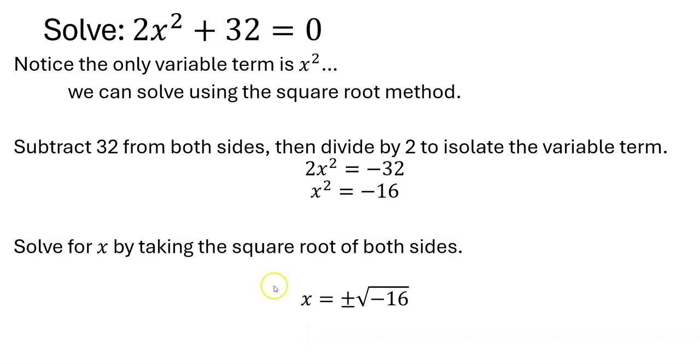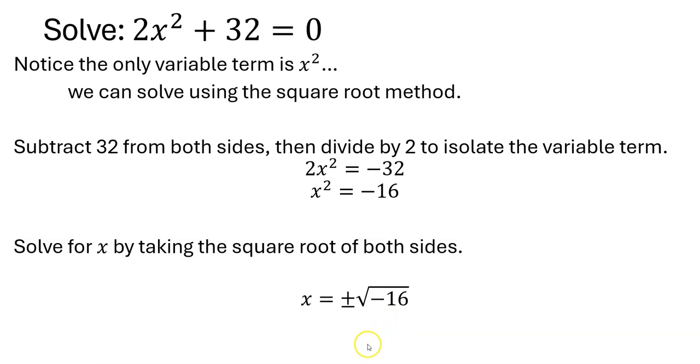Now, don't forget also, when you are solving a quadratic using the square root method, when you take the square root, we have our plus or minus. Because remember, 4 times 4 is 16, and negative 4 times negative 4 is 16. So we need that plus or minus. So we have x equals plus or minus the square root of negative 16.